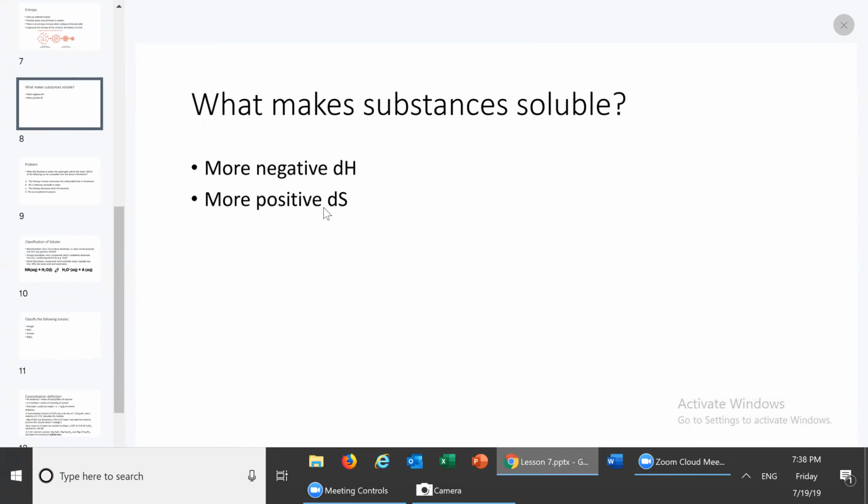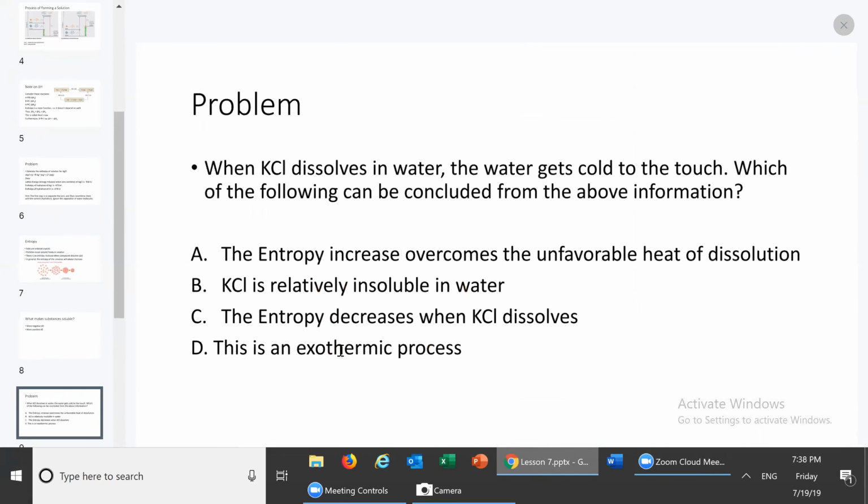So we can rule out D since we've already established that delta H is positive, hence it's an endothermic process, not an exothermic process. Let's look at the other choices. B is probably wrong since the problem never mentions the solubility of potassium chloride, so we can't make any conclusions based on that. And from experience, and if you know your solubility rules, you'll know that potassium chloride, so I have a bottle of potassium chloride right here, is very soluble in water. So that's not true, okay?